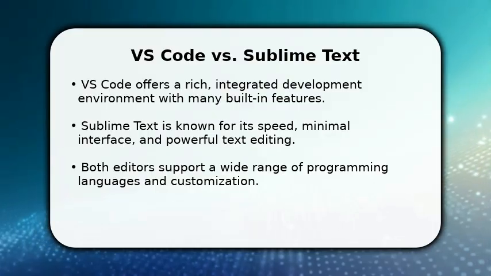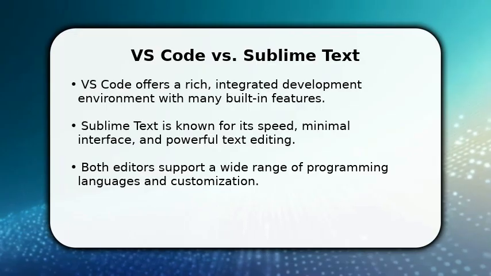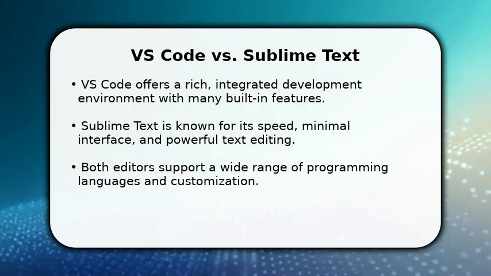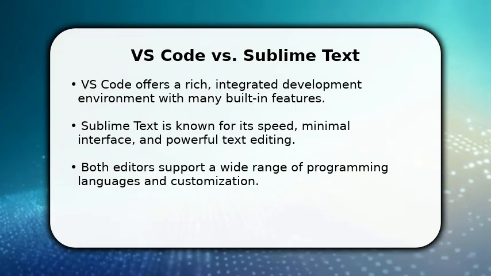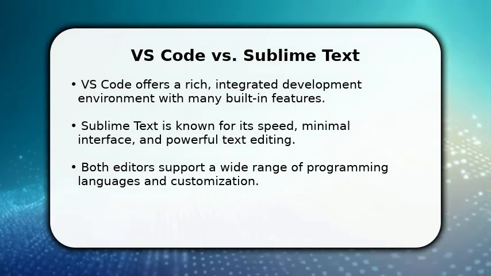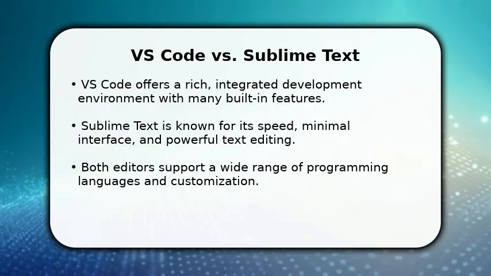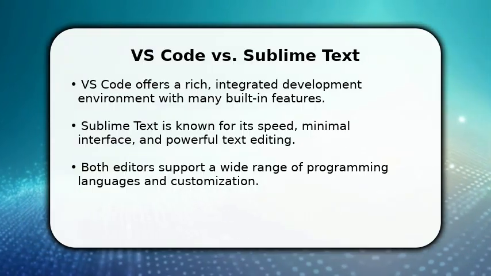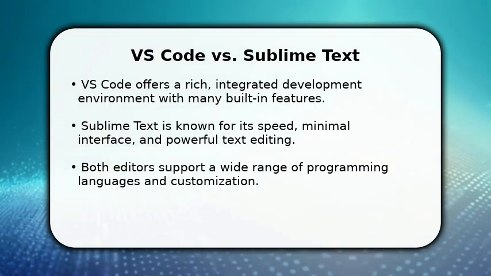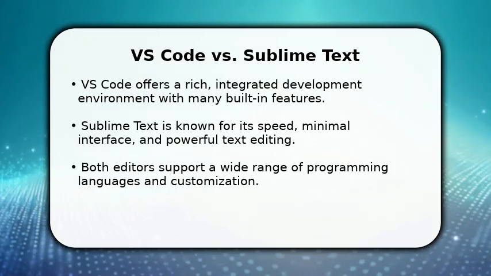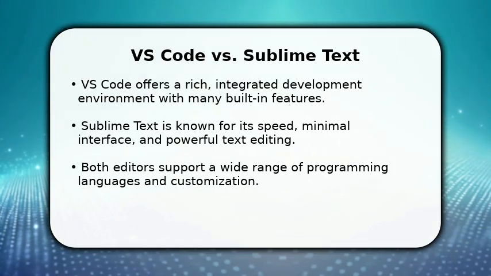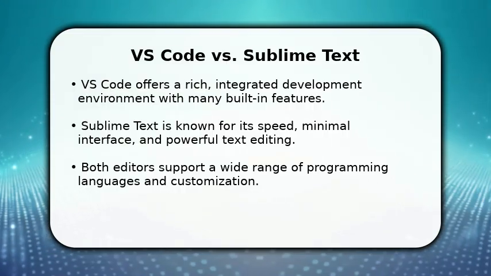In this video, I will compare VS Code versus Sublime Text. We'll explore their core strengths and help you decide which editor best suits your coding style. VS Code, developed by Microsoft, provides a comprehensive integrated development environment. Sublime Text, on the other hand, is celebrated for its exceptional speed and efficiency. Let's dive into the specifics of each to understand their unique offerings.